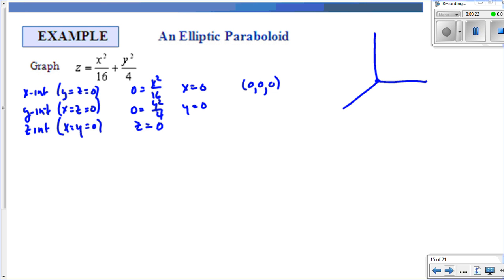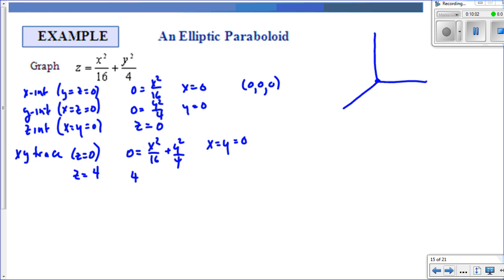Okay, let's look at the traces. The xy trace, letting z equal 0, we get 0 equal to x squared over 16 plus y squared over 4. The only way this equation can be satisfied is if x and y are both 0. So parallel to the xy plane, when z is 0, that's the xy plane trace, it is just that point. Let's look at another plane. Let's look at z equal to 4, that's parallel to the xy plane.